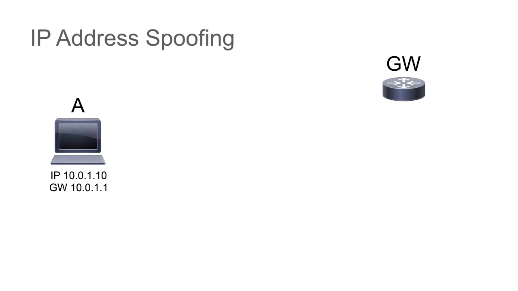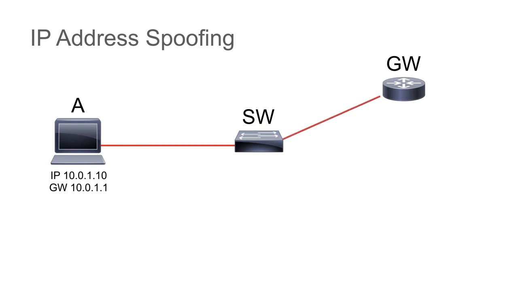So A is our PC. A is on a switched network, so there's a layer 2 device in here, and then there's a Cisco router on the network, and that router is the gateway. Now, how does normal routing work whenever A wants to send something to someone off the network? Well, there's a couple of things that happen.